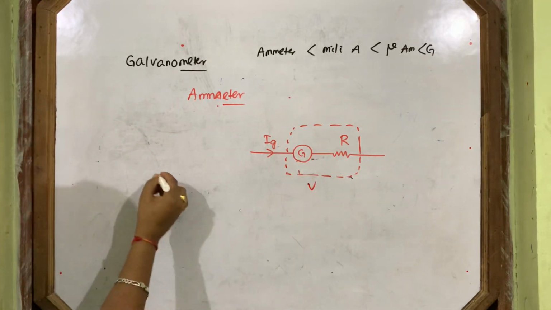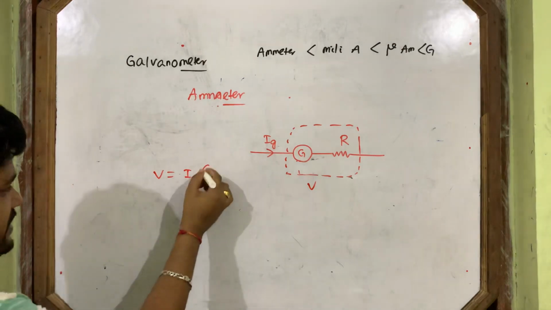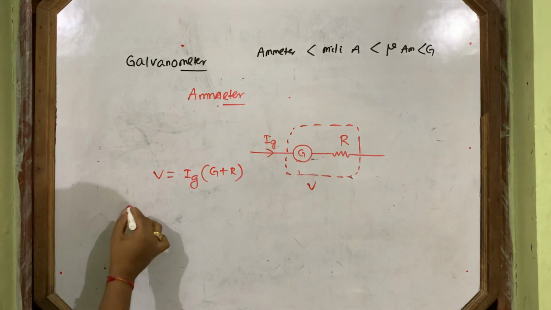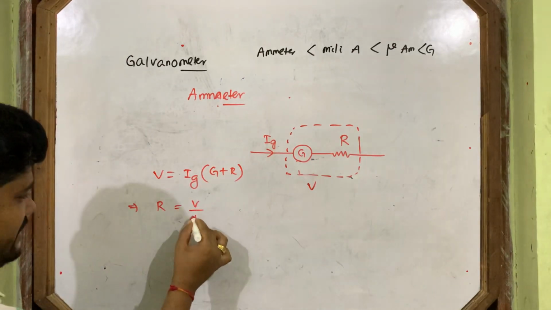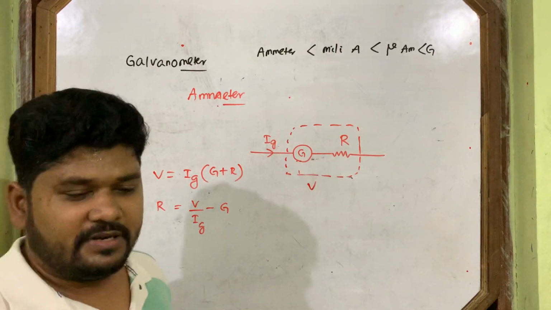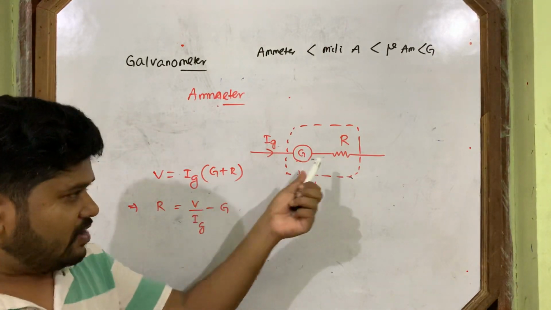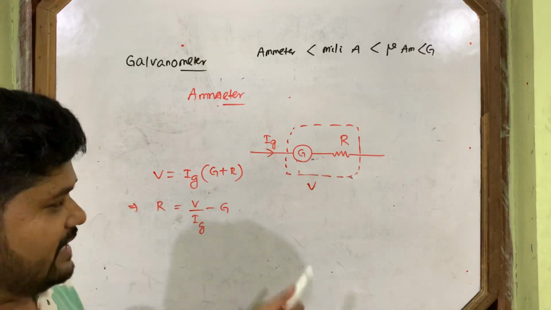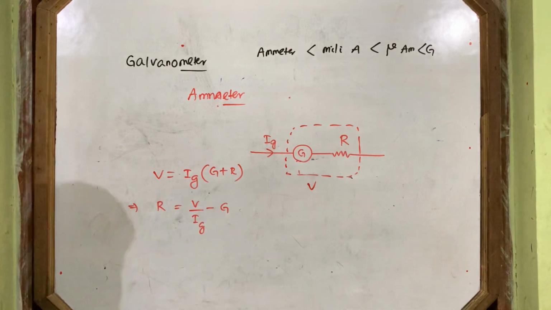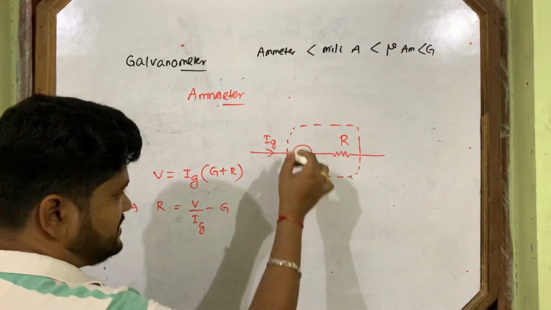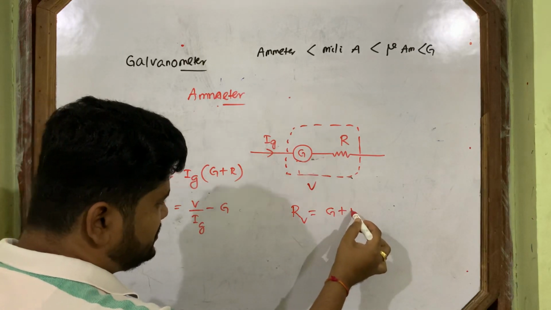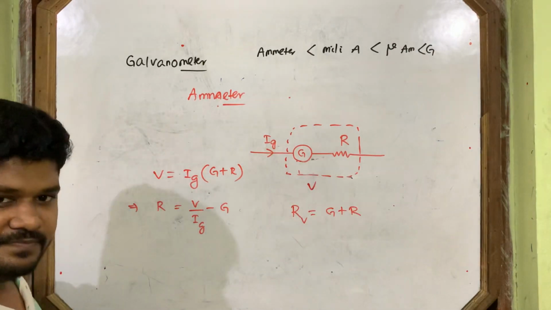V is the range of the voltmeter. Then what is the voltmeter range? V, Ig equal to G plus R. Then from that you can find R, equal to V by Ig minus G. We can calculate the value of R. The numericals will come: how much high resistance is required to convert a galvanometer into a voltmeter? The range will be given, put the range. Then, what is the resistance of this voltmeter? The resistance of this voltmeter is equal to G plus R, because it is a series connection.